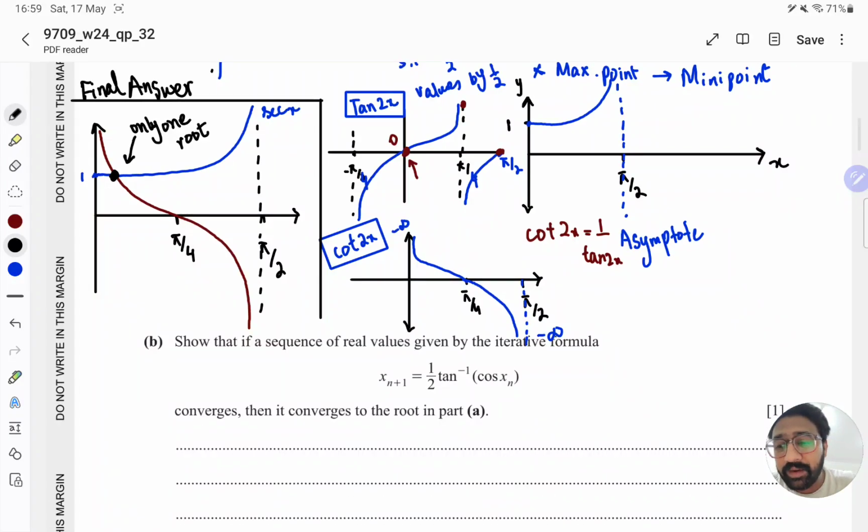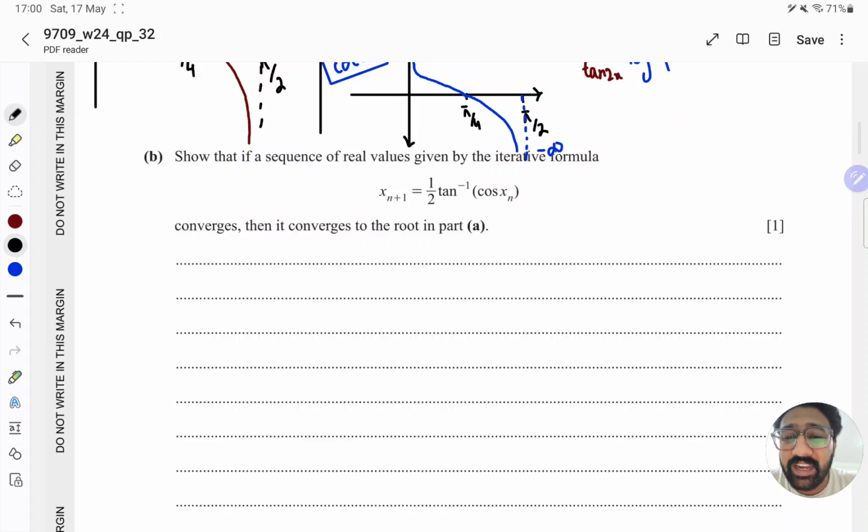Now let's move to the B part. Part B says show that if a sequence of real values given by the iterative formula converges, then it converges to the root in part A. So basically what we are supposed to do is rephrase the given formula, the one that is given in this part, and we need to get the same formula as in part A.